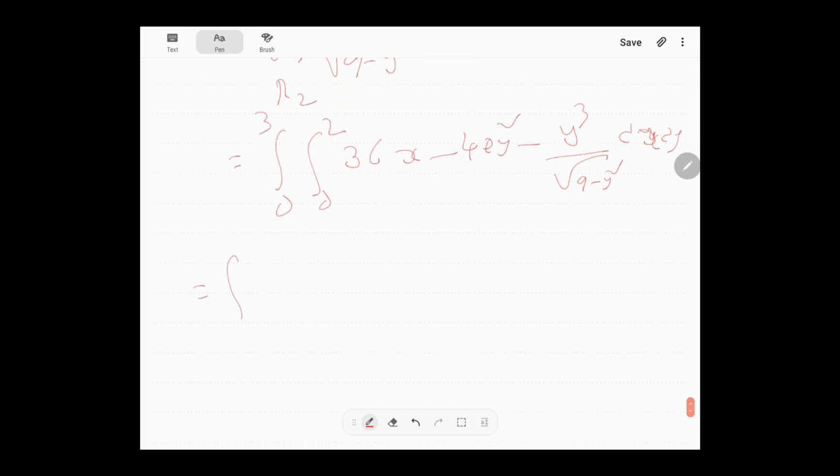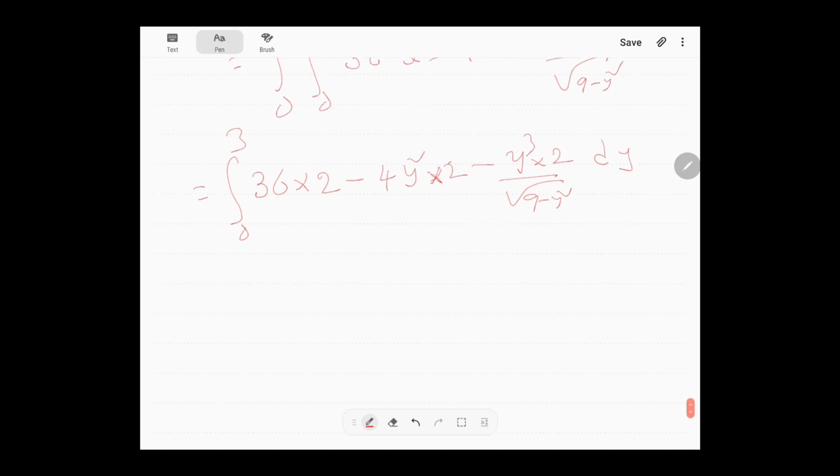Now first do the integration with respect to x. 36 into x square by 2, 2 square by 2, that is 2, minus 4 y square. Integral x is x square by 2, x square by 2 means 2 square 4 by 2, that is 2, minus y cube by root 9 minus y square into integral dx is x. If I substitute the limits, that will be 2 dy.